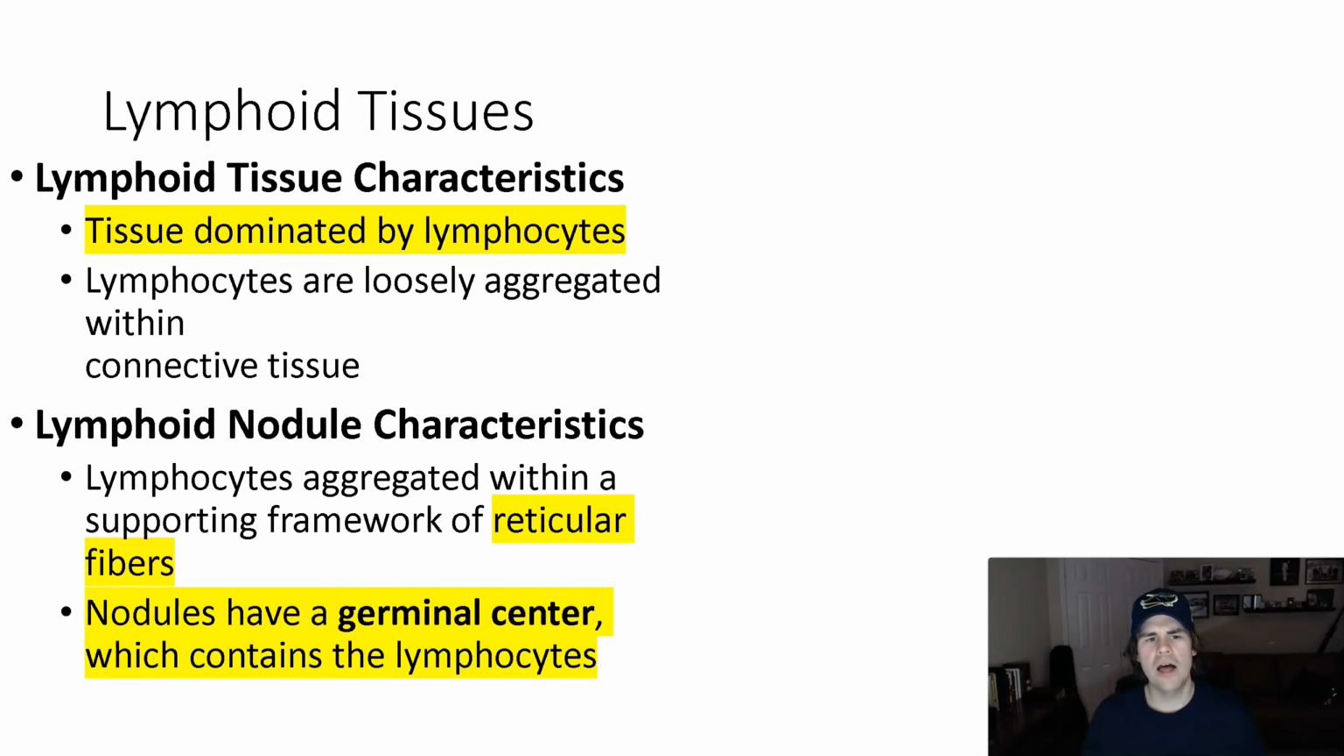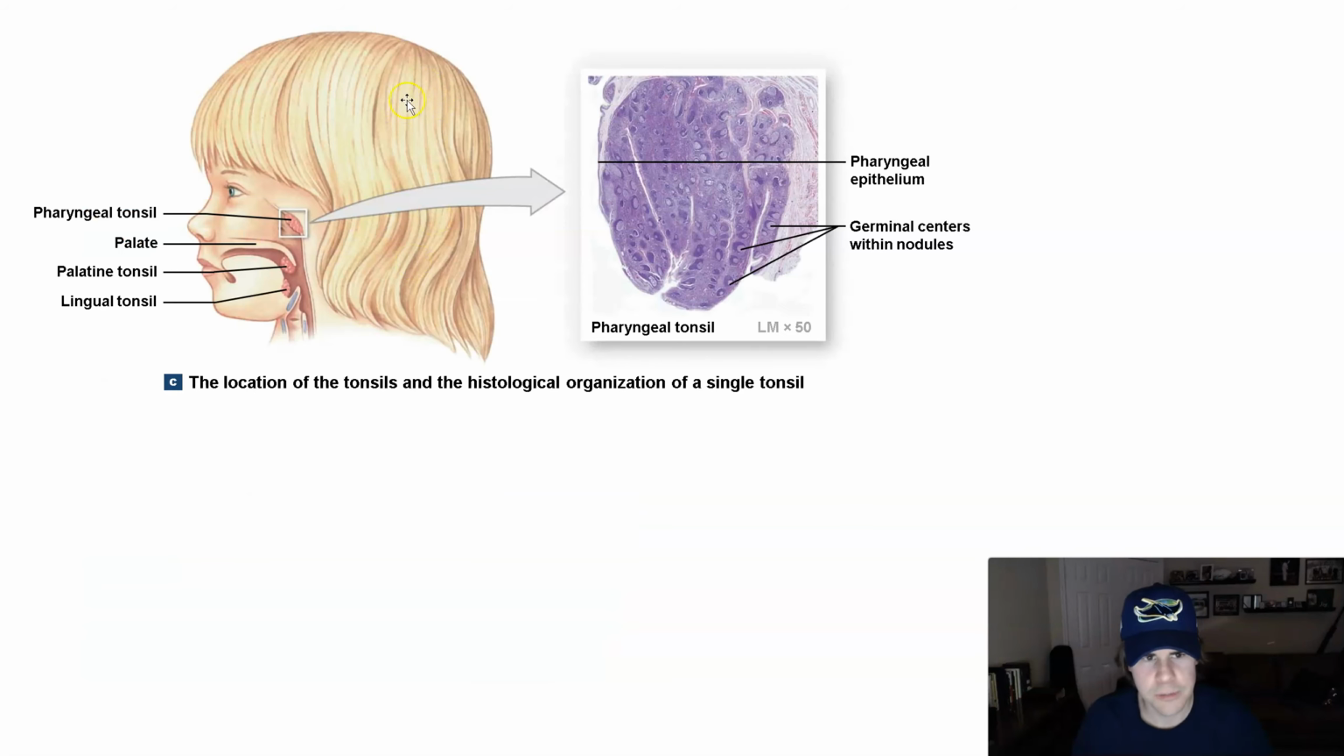Okay, continuing on, we have lymphoid tissues. So we have our cells. Now let's look at tissues. Tissues are dominated by lymphocytes. We just went over those. They have reticular fibers in them, and the nodules have a germinal center. Let me show you a picture to help you understand this.